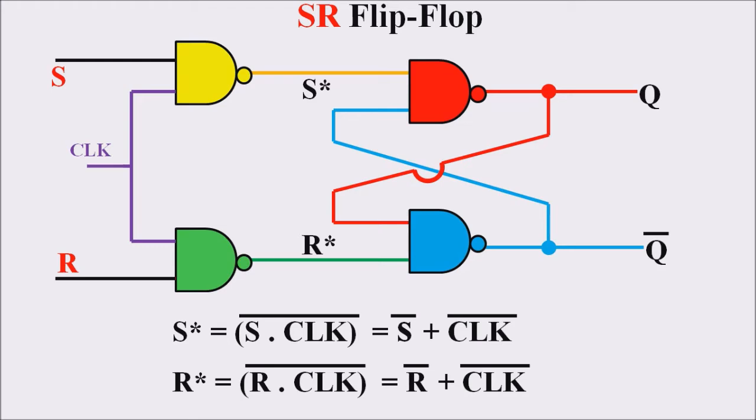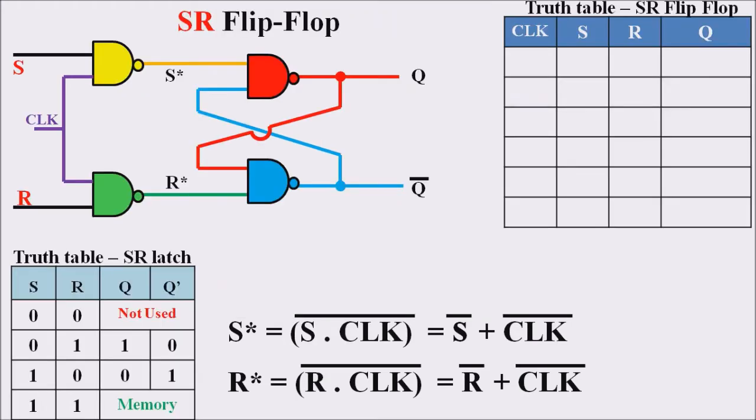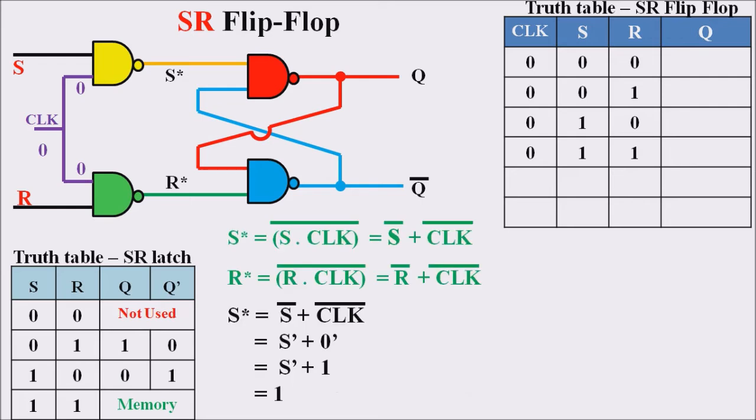So now we are discussing the working of the SR flip-flop. While analyzing the SR flip-flop, we can see that the second set is the SR latch concept itself. Now we are starting with the clock signal equal to 0. If the clock signal is equal to 0, the different combinations of S and R will be 0 0, 0 1, 1 0 and 1 1.